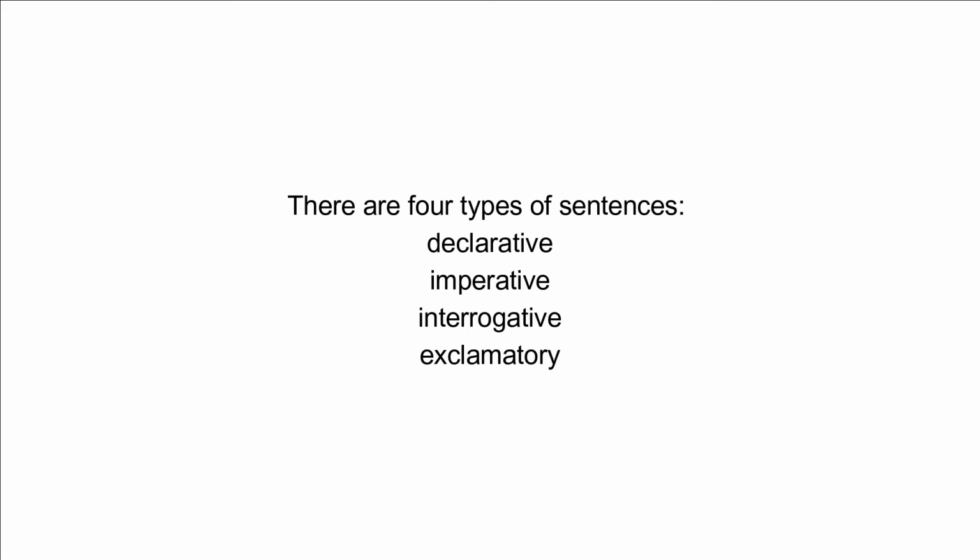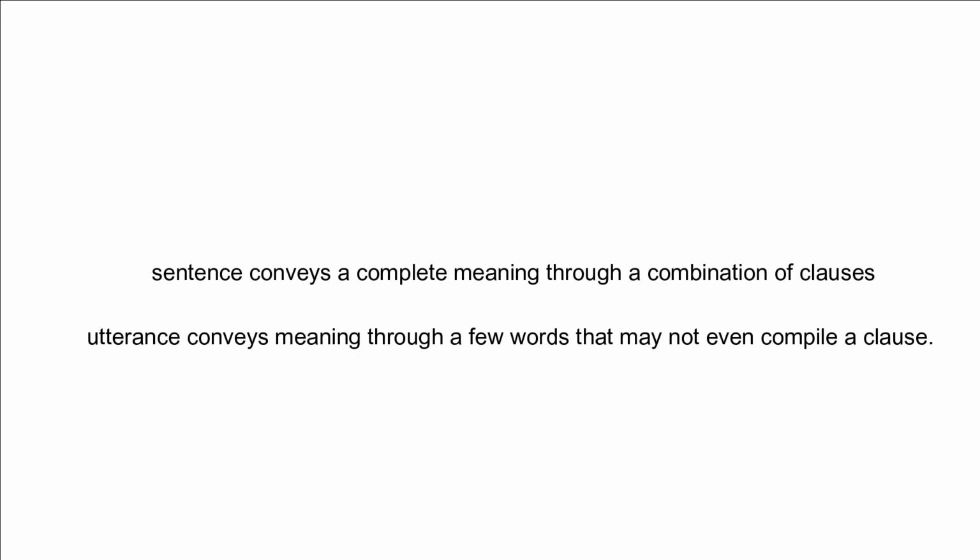Before moving on and describing the declarative, let's talk about the difference between utterance and sentence. A sentence conveys a complete meaning through a combination of clauses. An utterance conveys meaning through a few words that may not even compile a clause. A sentence is in both written and spoken language, but an utterance is in spoken language only.